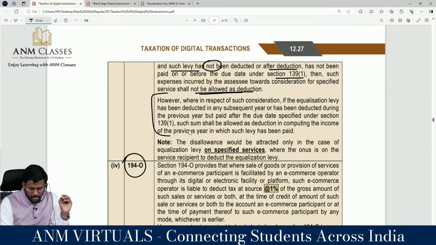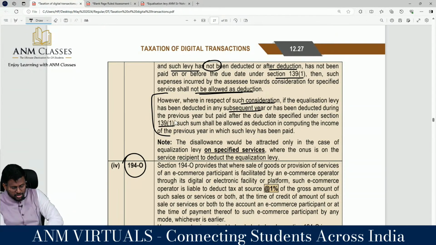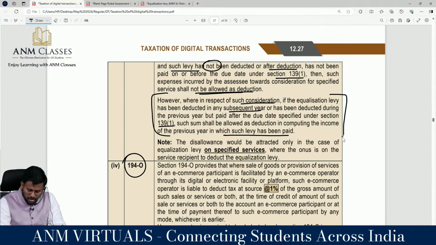However, where in respect of such consideration, the equalization levy has been deducted in any subsequent year, that means current year you have not deducted, next year you have deducted, or has been deducted during the year but paid after the due date specified under section 139 subsection 1, such sum shall be allowed as deduction in computing the income of the previous year in which such levy has been paid.